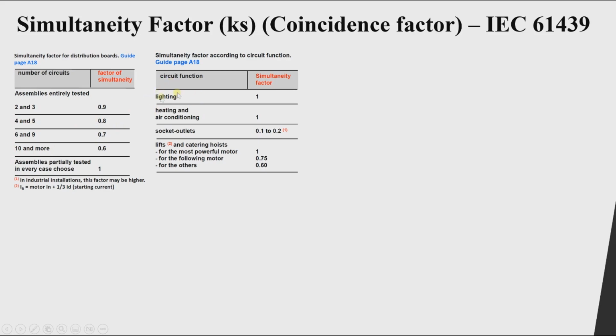For lighting circuits, if you have a lighting circuit, take it as 1. If you have heating and air conditioning, take it as 1. This is what we have used. In outlets and socket outlets, you can see here it is very small, 0.1 to 0.2. And it says that if you are in industrial installations, a factory for example, then this value will be higher. For us, we selected between 0.5 and 1, and in the course, I selected 85%. This is exactly similar to the demand factor that we talked about from IEC.